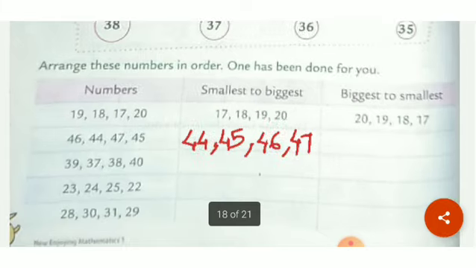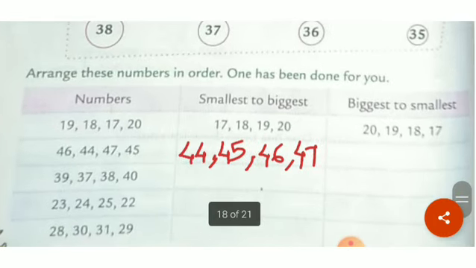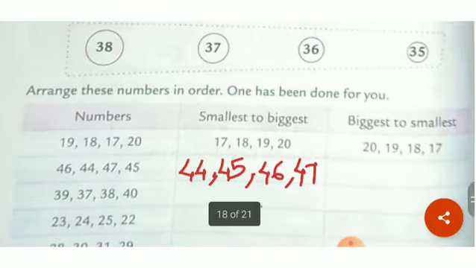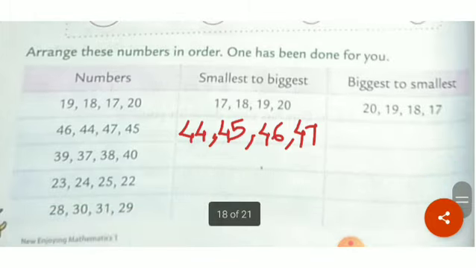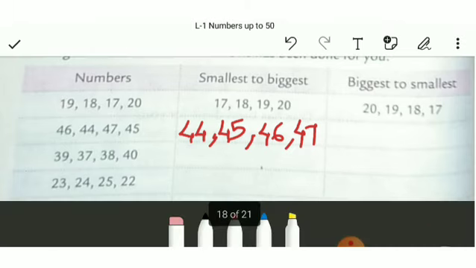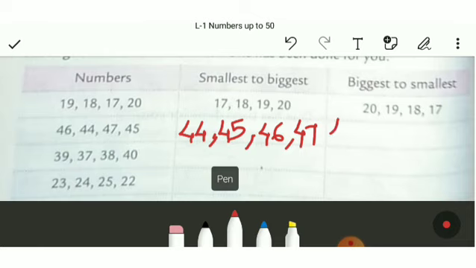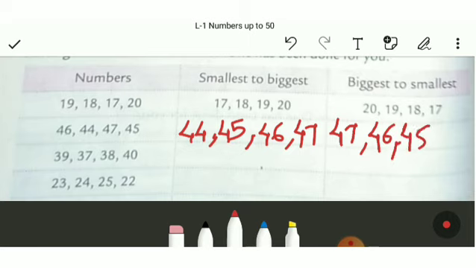Now the same numbers we have to write in reverse order from biggest to smallest. अब ये आपने लिख लिया तो बस इसे रिवर्स ऑर्डर कर दो, उल्टा ऑर्डर है ना. So let us write in the reverse order from biggest to smallest. So 47 will come first now. 47, then 46, 45, last is 44. This way you have to solve the remaining ones.